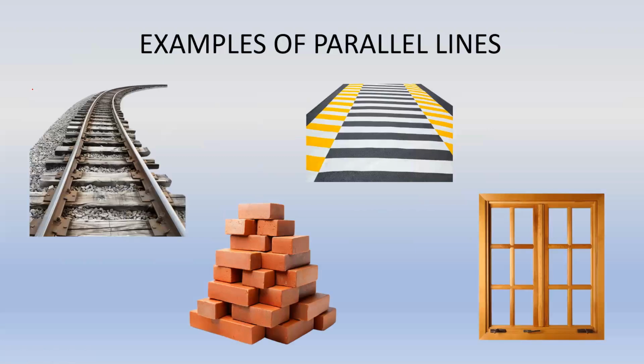Over here, you can see four examples. The first is the railway track. When we see the railway track, the rails are parallel to each other. Here, these wooden planks are also parallel to each other. They may not look parallel, but the railway track is always like this, and the lines will be parallel. Secondly, the second example is the zebra crossing, where the lines are also parallel. The black lines and the white lines are parallel to each other.